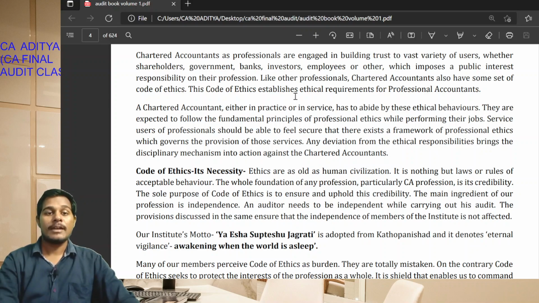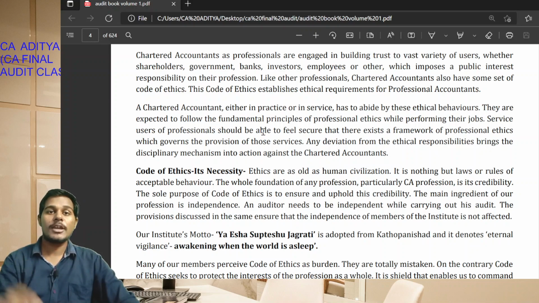This code of ethics establishes ethical requirements for professional accountants. A chartered accountant, either in practice or in service, has to follow ethical behavior. They are expected to follow the fundamental principles of professional ethics, which are integrity, objectivity, professional competence and due care, professional behavior and confidentiality. While performing their duty they are to follow these fundamental principles.